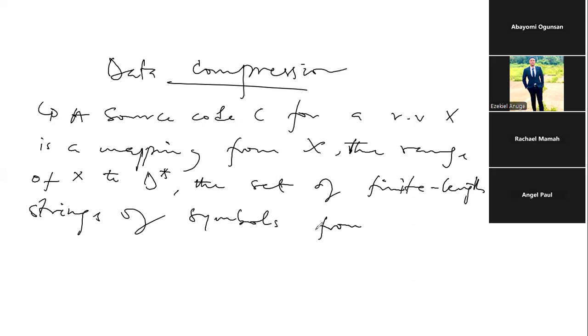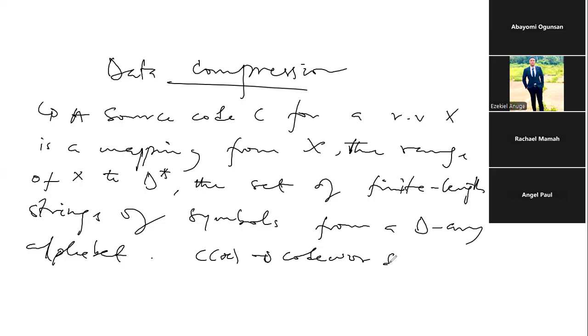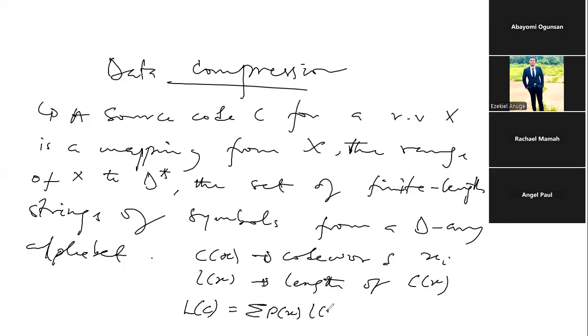Of symbols from a D-ary alphabet. And in this case, if we say that C of X is the code word corresponding to, say, S sub I, and then L of X is the length of the code word, then the expected length, say L of C, of a source code C of X for the random variable X with probability mass function P of X, can be described as the expected value of the length of the code word, where S is an element in X.